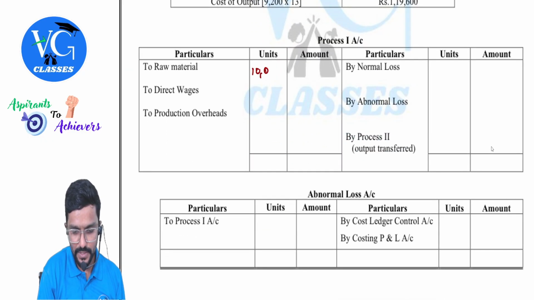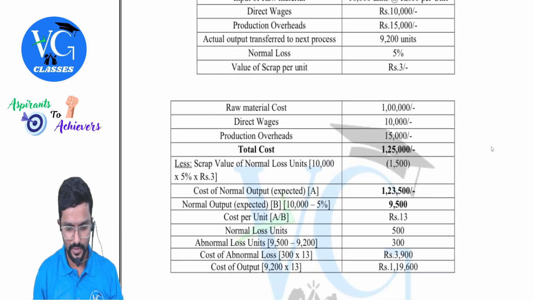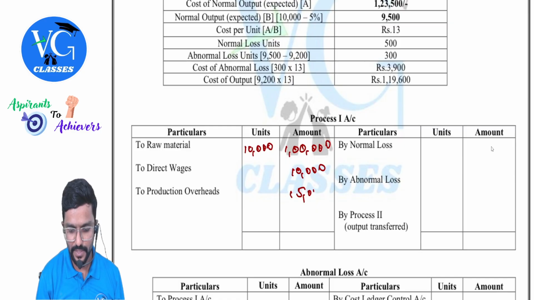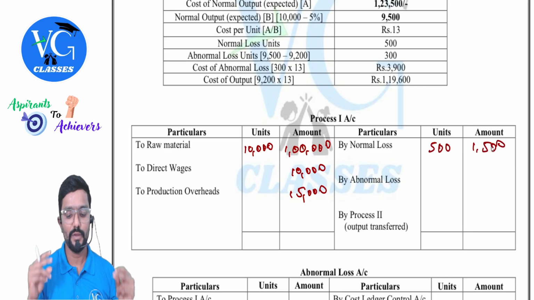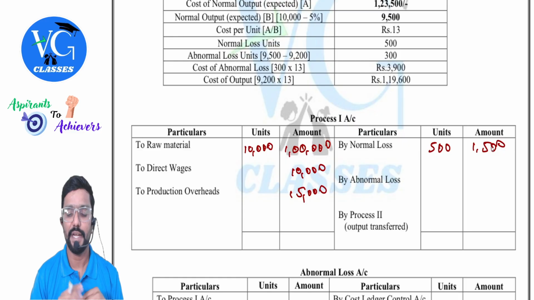10,000. Okay. What is the cost of that? 1 lakh. Wages cost 10, 15. Okay. 10,000, 15,000. For this, all units will not come out. Normal loss is 500. What is the scrap value? Into 3,500. So if I ask you what is the net cost? Debit minus credit. Debit minus credit.